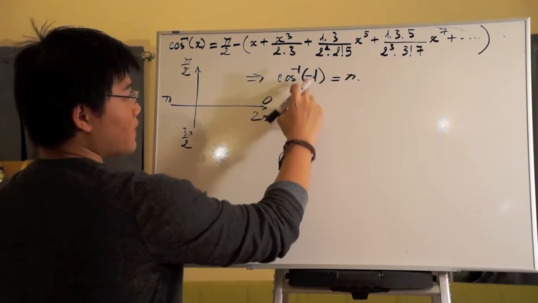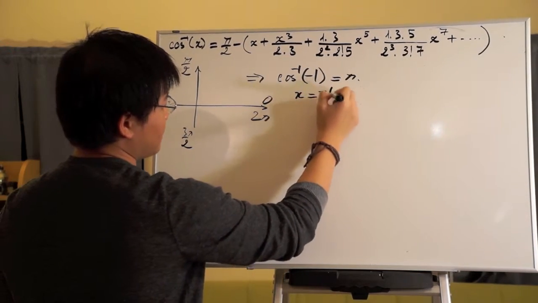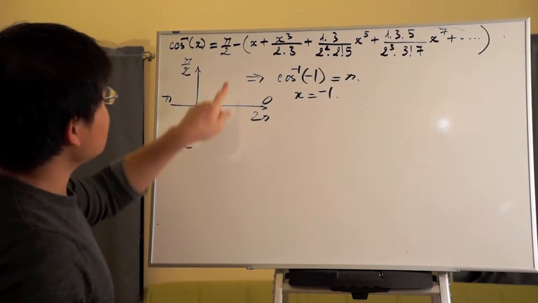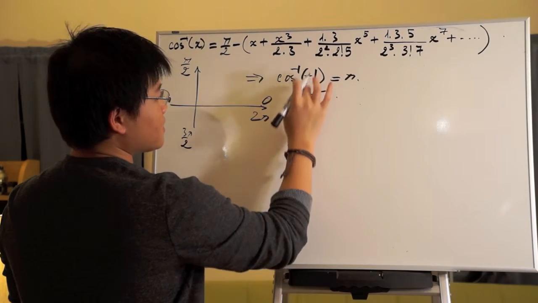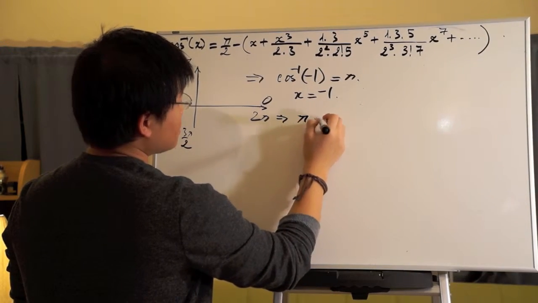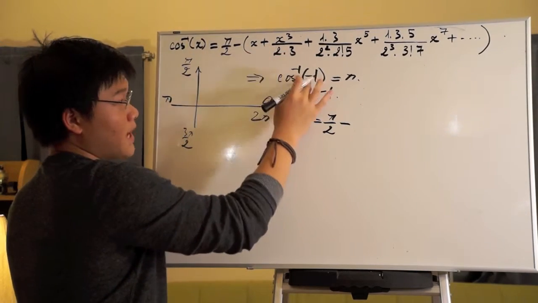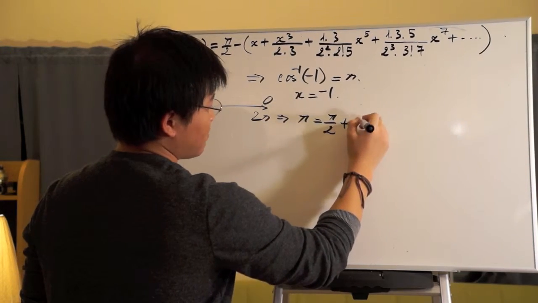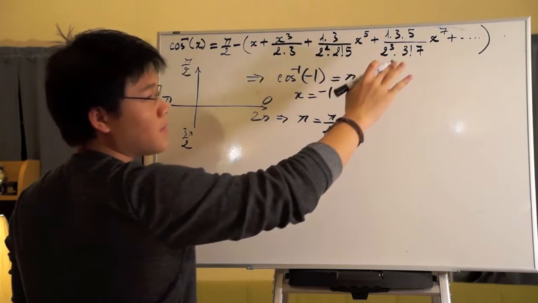So we know that x is -1, so let's just put in x equal to -1. Let's put it in and see what happens. When we put it in, inverse cosine -1 is pi, so therefore pi equals pi over 2 minus, we put x in as -1, so -1 with the minus, that's a plus. So plus 1 minus, everything in here is a positive term.